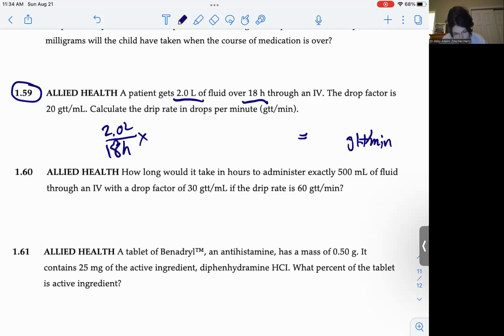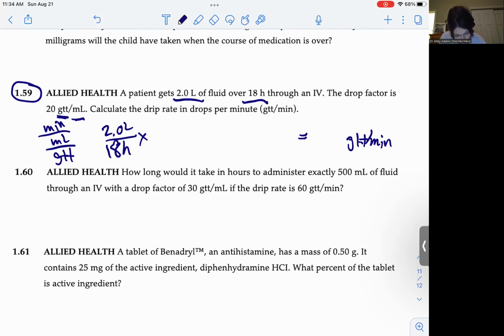All right. So what do we need to change over to? We're going to need to change over to GTT, liters to mil, and we need to go from hours to minutes. So you can see, this is how you see which conversion factors you need, and how many you're going to need.